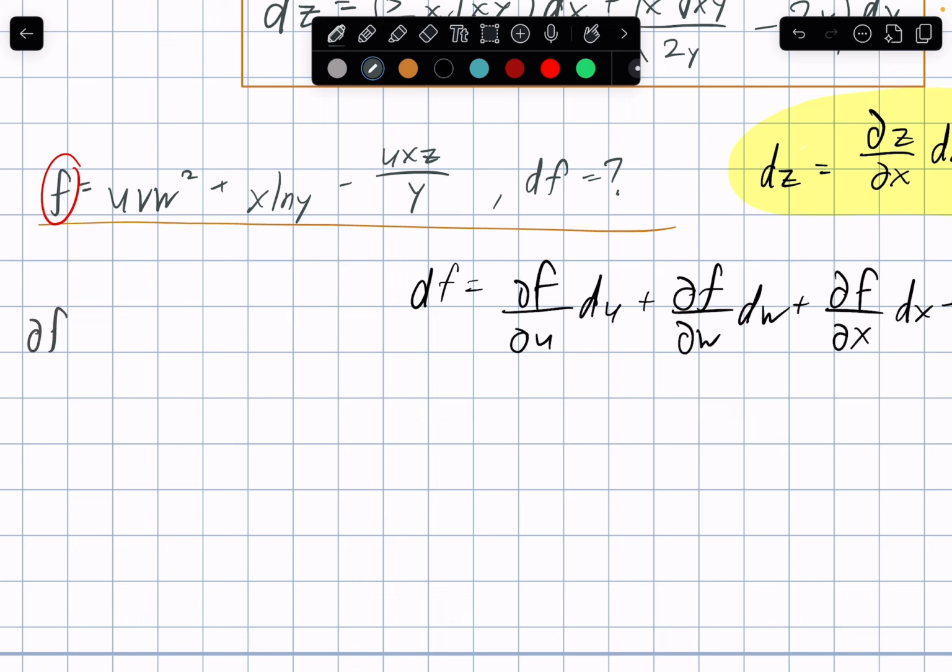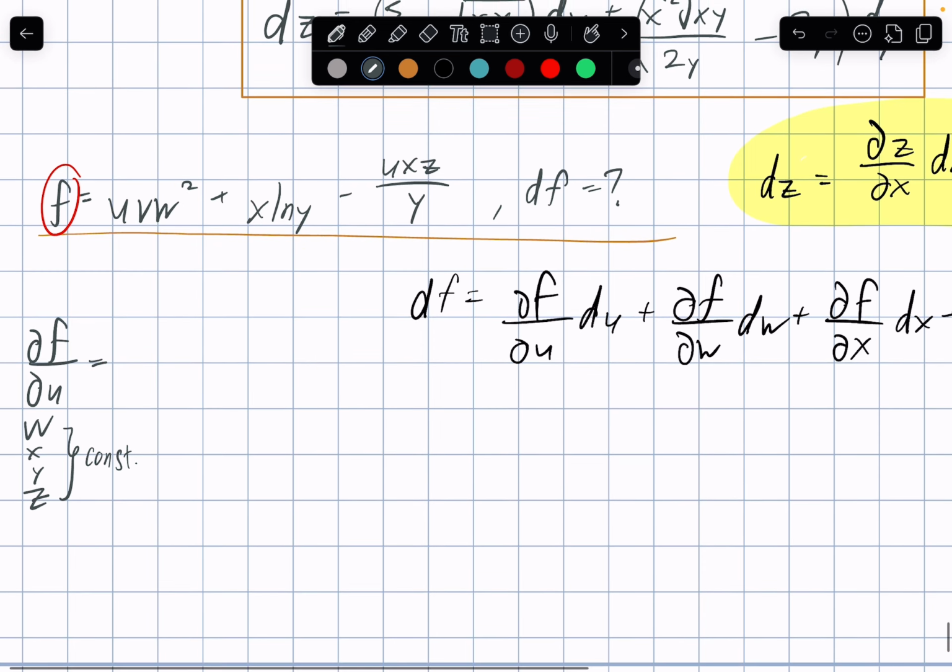Let me show you. First we have to look for partial f over partial u. In that case, any variable here that's not mentioned is technically considered a constant. So anything that's not u, in other words w, x, y, and z, are all going to be constants. That makes it easy to differentiate, because you're just going to treat all the other variables as constants.